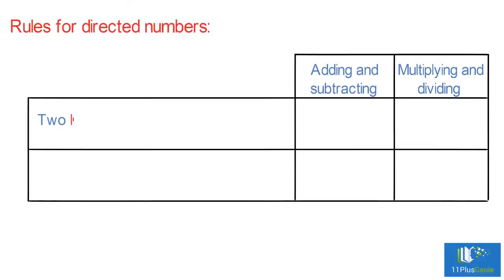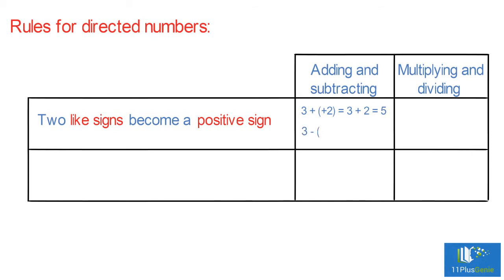Rules for directed numbers. Two like signs become a positive sign. For adding, we have 3 add positive 2 equals 3 add 2, which equals 5. For subtracting, we have 3 take away negative 2 equals 3 add 2, which equals 5. For multiplication and division, we have 3 times 2, which equals 6, and negative 3 times negative 2 equals 6.